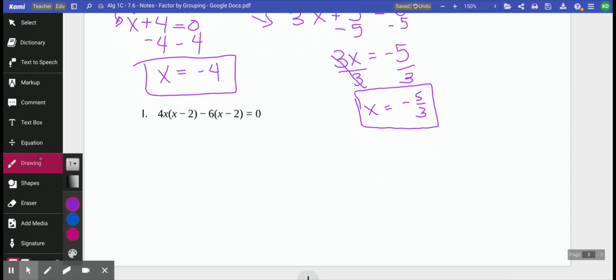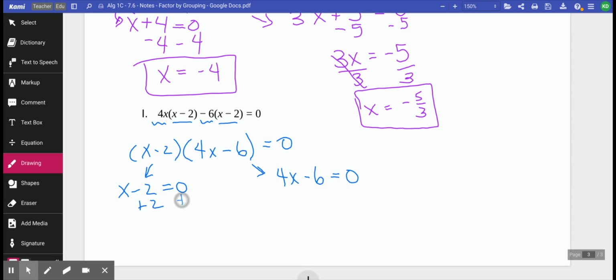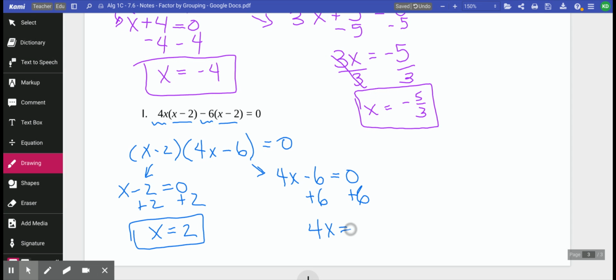Okay, one more example here. Parentheses match: x minus 2, and 4x minus 6 is leftover. Set equal to 0. Set both factors equal to 0. Solve. First one, I'm just going to add 2 to both sides. We get x equals 2. That was our one-step equation. The second one is a two-step equation, so I'm going to add 6 to both sides. And I get 4x equals 6. Divide both sides by 4.